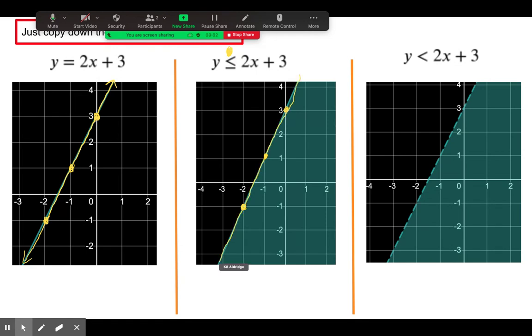Next, same graph. But look, the one thing that we need to be aware of is that it's an open circle because it's just less than. Open circle, dashed line. We have a point at 0, 3 and a point at negative 1, 2.